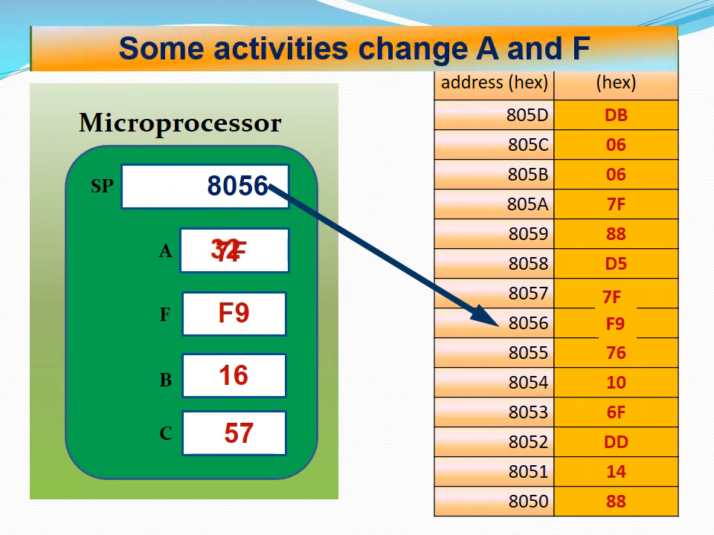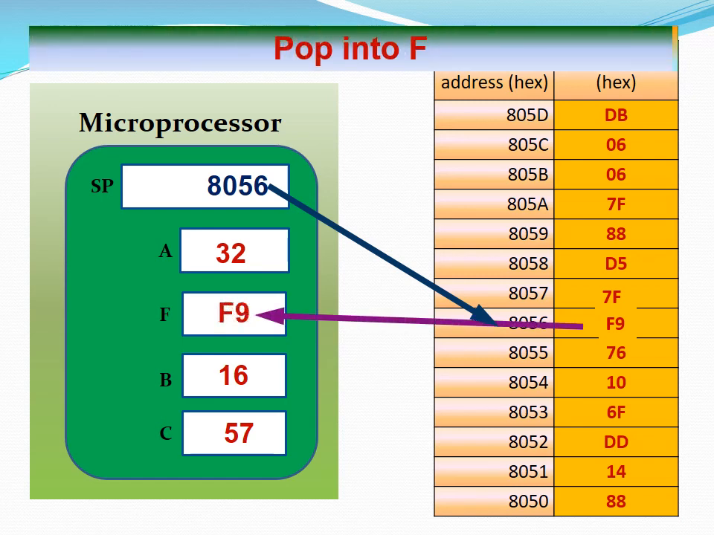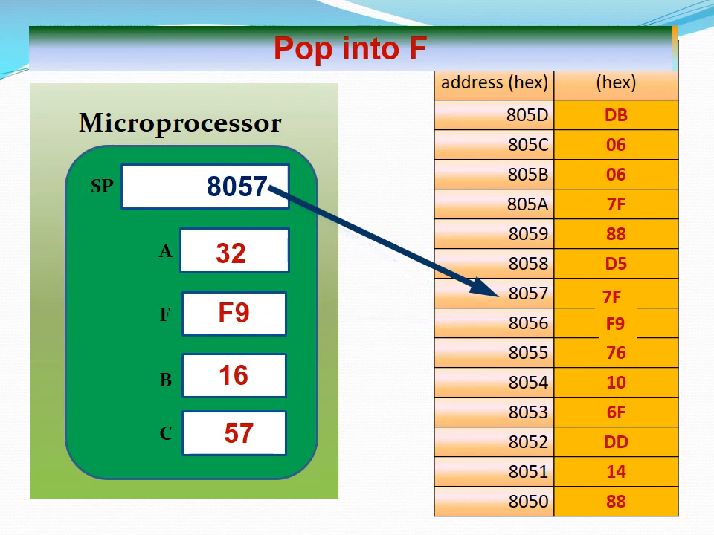Let's suppose there are some activities that change contents of A and F to 32 and A8 respectively. Then, after those activities, if we pop into F, the contents of memory location 8056 are loaded into register F. The stack pointer is incremented from 8056 to 8057. We can see that we have restored the contents of register F.